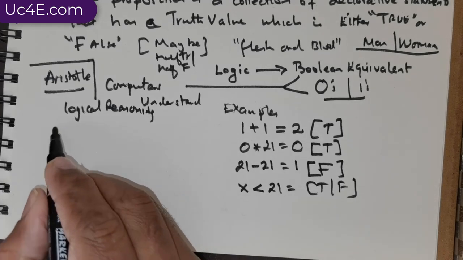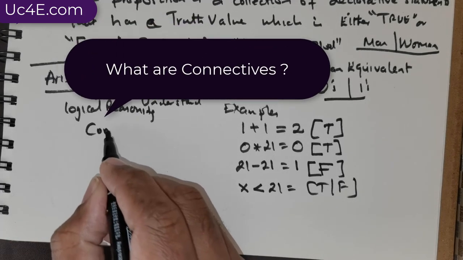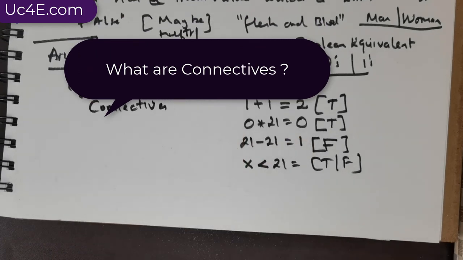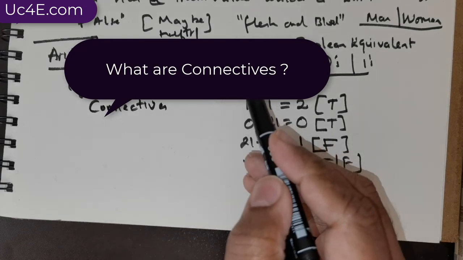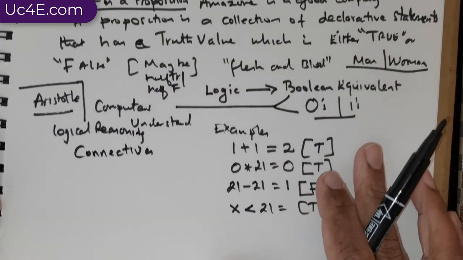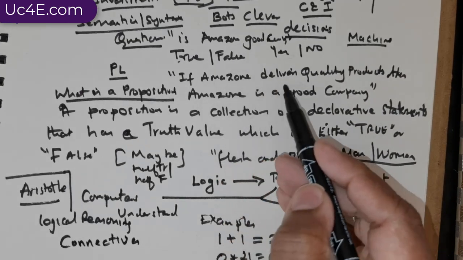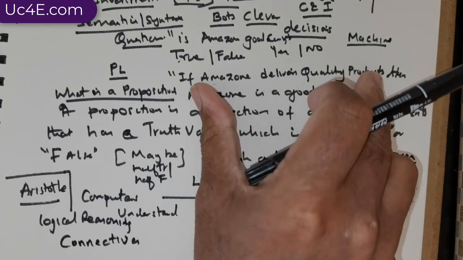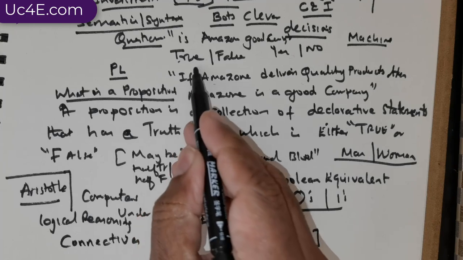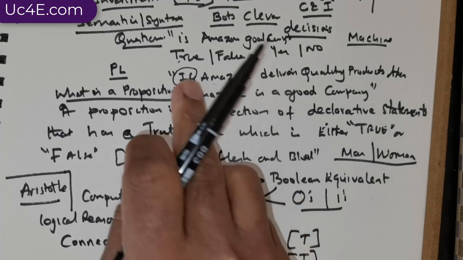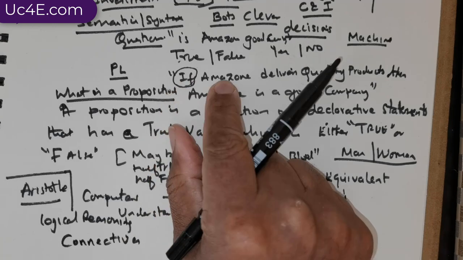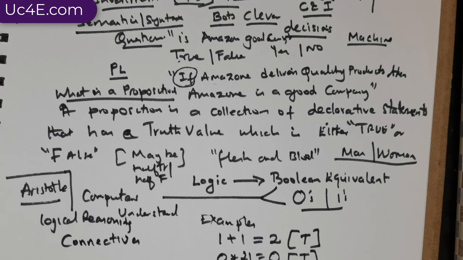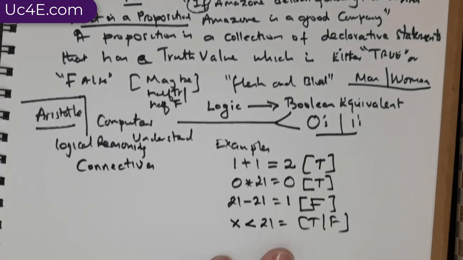Now, the next important concept you will have to know is what is called as connectives. Now, when we are studying propositional logic, as I mentioned to you just in a previous illustration, if Amazon delivers quality products, then Amazon is a good company. So there are two statements present here. And then there is this all important if. Now, this if is the condition that is applied on to this first statement. So, like that, we have many different connectives that we will have to understand.